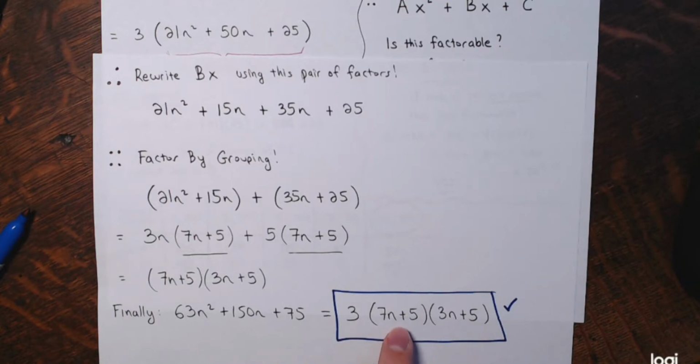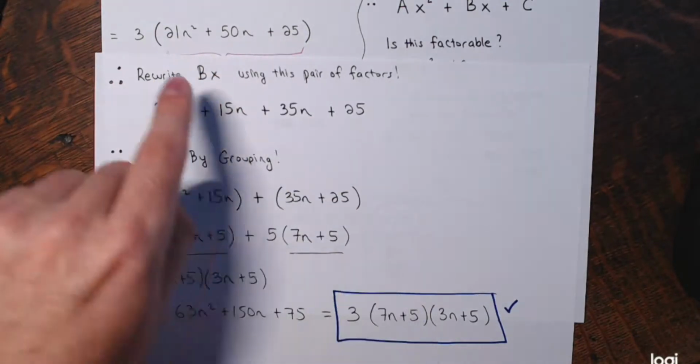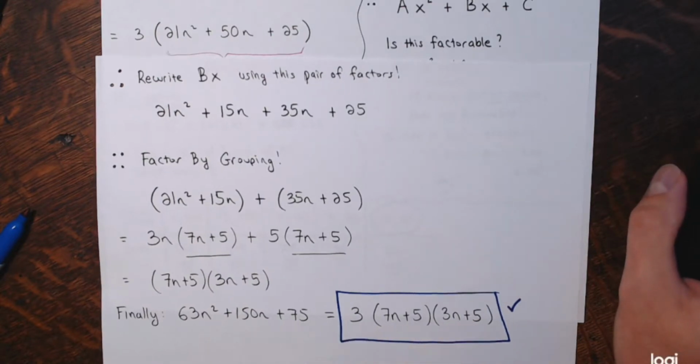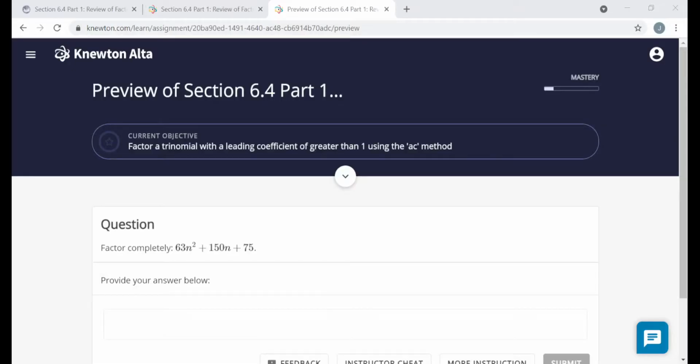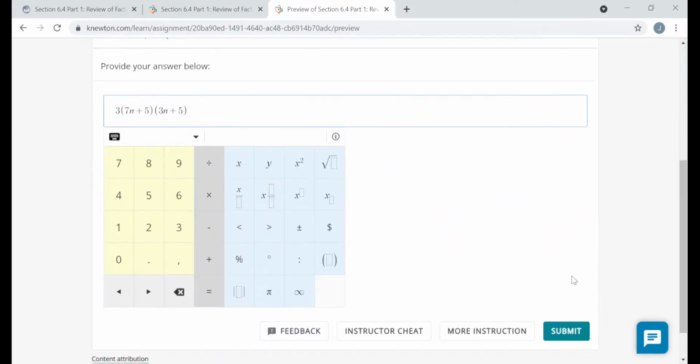When you multiply 7n plus 5 and 3n plus 5, you'll get 21n squared plus 50n plus 25, and then you would distribute the 3 to get 63n squared plus 150n plus 75. So this product does multiply to be the original expression, and this is what I'm going to be entering in the assignment. So we have 3 times 7n plus 5 times 3n plus 5. And there we go. And that's what I'll submit.